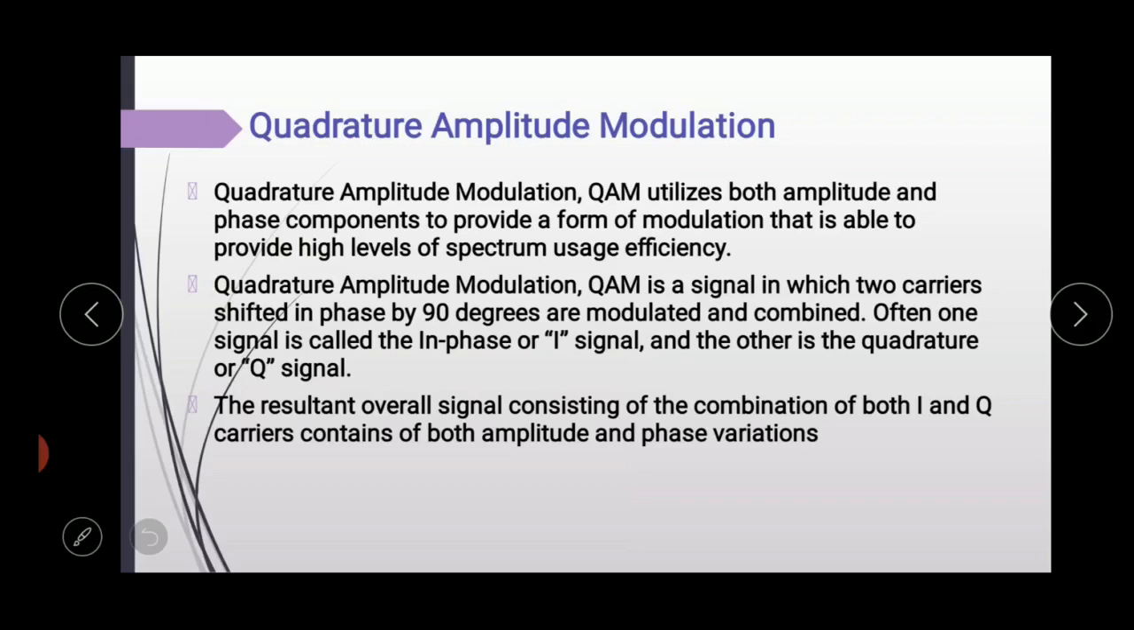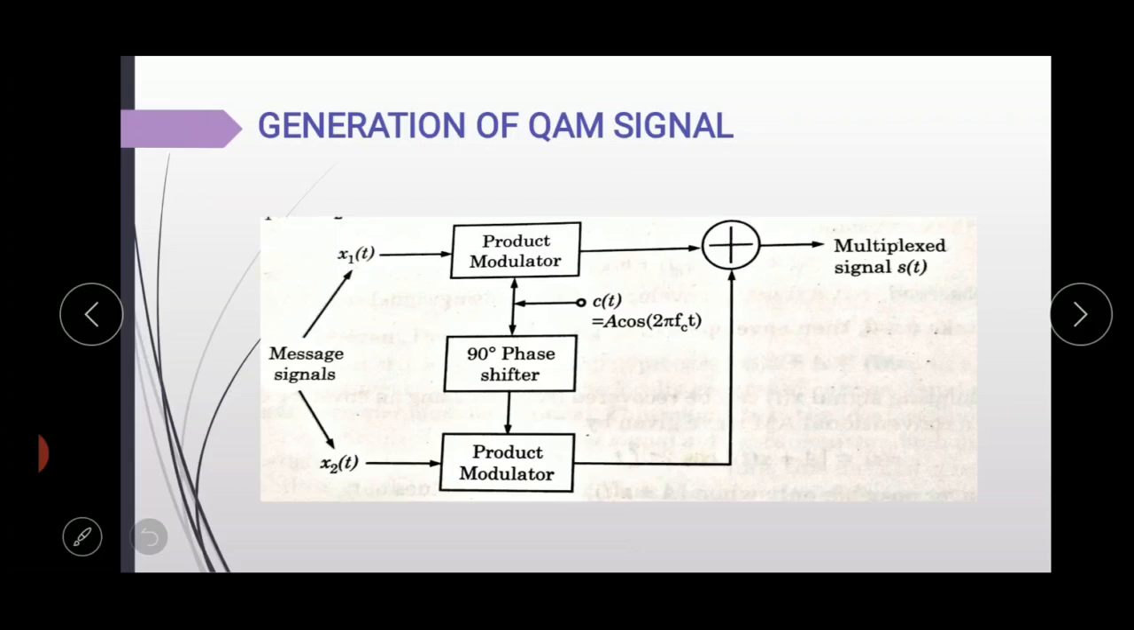In QAM, we can modulate two individual signals and transmit them to the receiver. QAM can transmit two signals over the same channel. So this QAM technique is also known as quadrature carrier multiplexing.